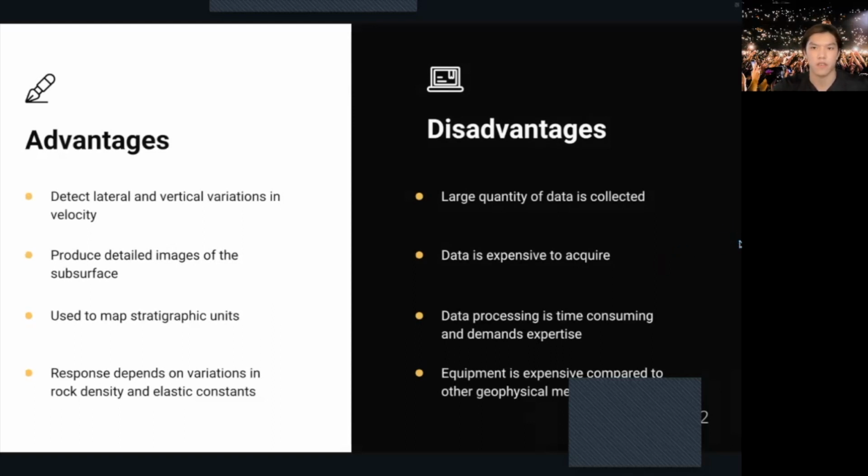Disadvantages: large quantity of data is collected. Data is expensive to acquire. Data processing is time-consuming and demands expertise. Equipment is expensive compared to other geophysical methods.